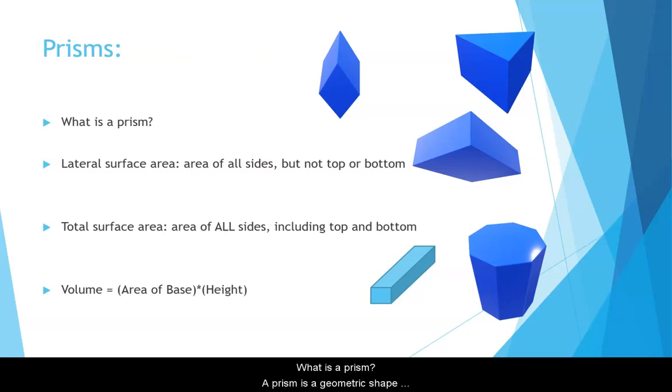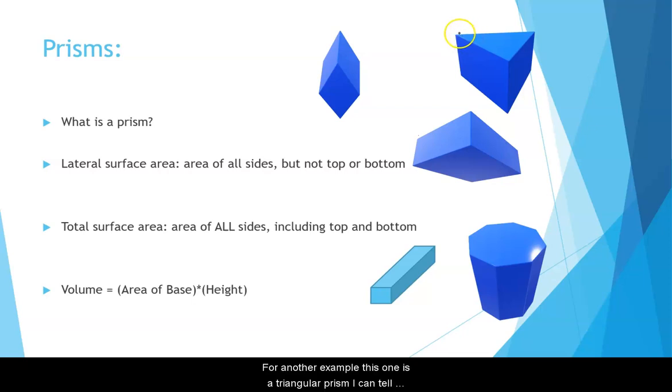What is a prism? A prism is a geometric shape that's kind of pulled through space. We're most accustomed to seeing rectangular prisms. So looking at this picture right here, we have a rectangle, and this rectangle is like pulled through space. It has a depth to it as well. And so we talk about a base and a height of these shapes.